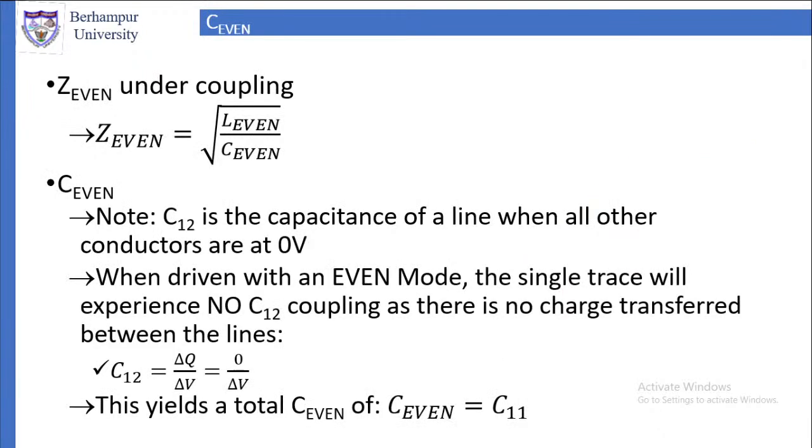Now let us find out C even. C even is required to find out Z even. C even, we have noted this, C12 is the capacitance of the line when all other conductors are at 0 voltage. When driven with even mode, the single trace will experience no C12 coupling as there is no charge transfer between the lines, so C12 is equal to 0. If C12 is equal to 0, then C even is equal to C11 only, there will be no contribution due to C12 because C12 is equal to 0.